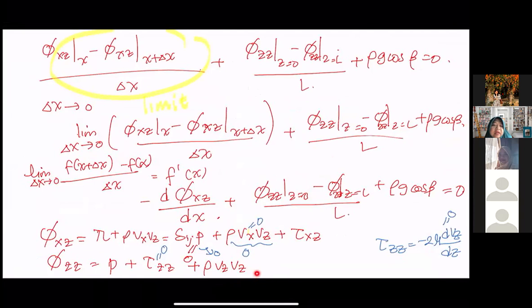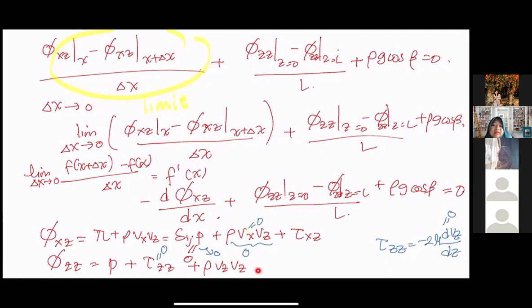It's the same. Why is it the same, Kevin? Because there is no change in the velocity. Because v z is equal to v z, there's no derivation, no change of phi z in the z direction.